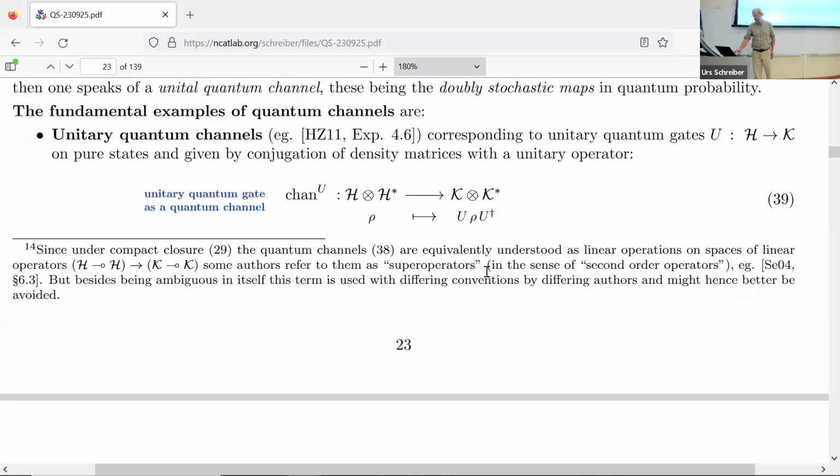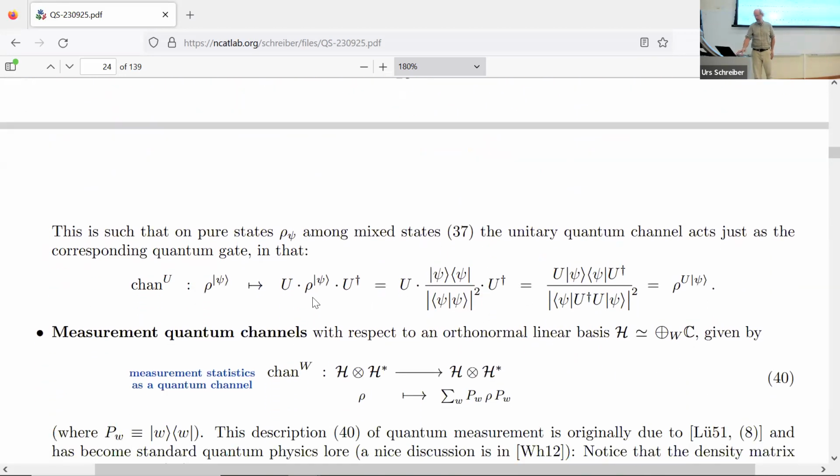Let's look at what this does in components. Suppose our rho was a rho psi, it came from a pure state, so it was of this form, just a projector on psi. The unitary quantum channel takes this pure state among mixed states to its conjugation with U, which means conjugation with this projector. The U's act on these psi's and dually on the dual psi's. And since U dagger U by unitarity is the identity, I can insert it here. So this is the definition of the mixed state corresponding to the pure state U of psi. In this sense, this unitary quantum channel restricts on pure states to the quantum gate.